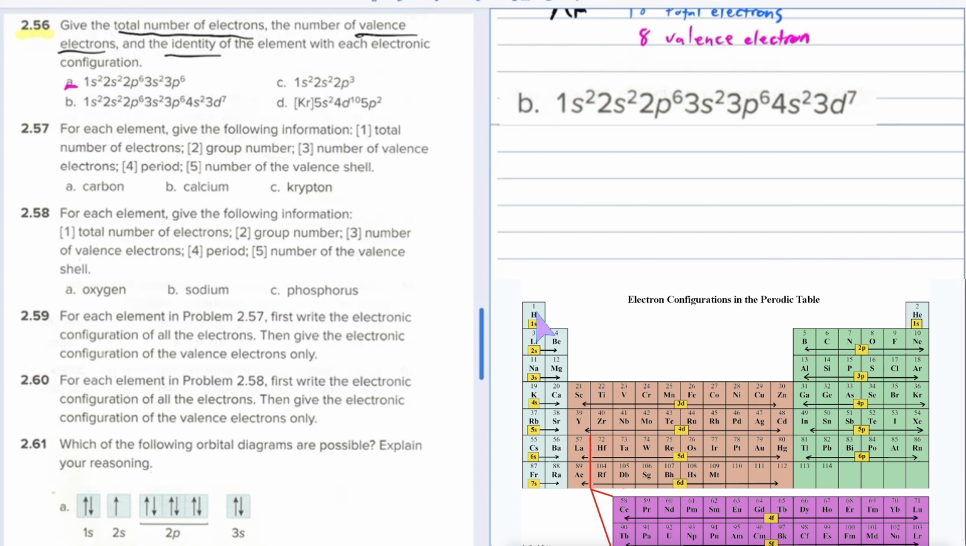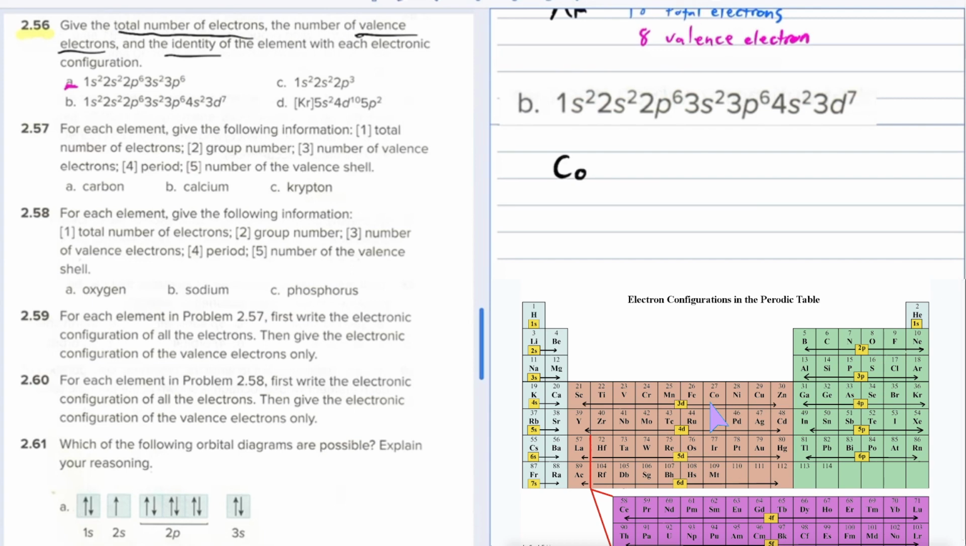Okay, so using this table again, we can do it quickly because we know we're going to end up right here: 3d7. So this is the d block, 3d, 4d, 5d, and this is 3d. The last part is 3d7: 1, 2, 3, 4, 5, 6, 7. And that's cobalt. Okay. Cobalt.